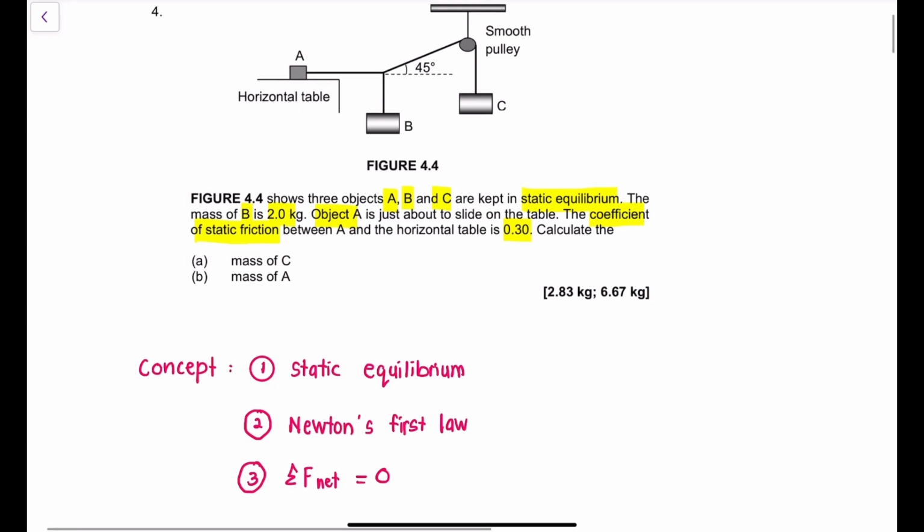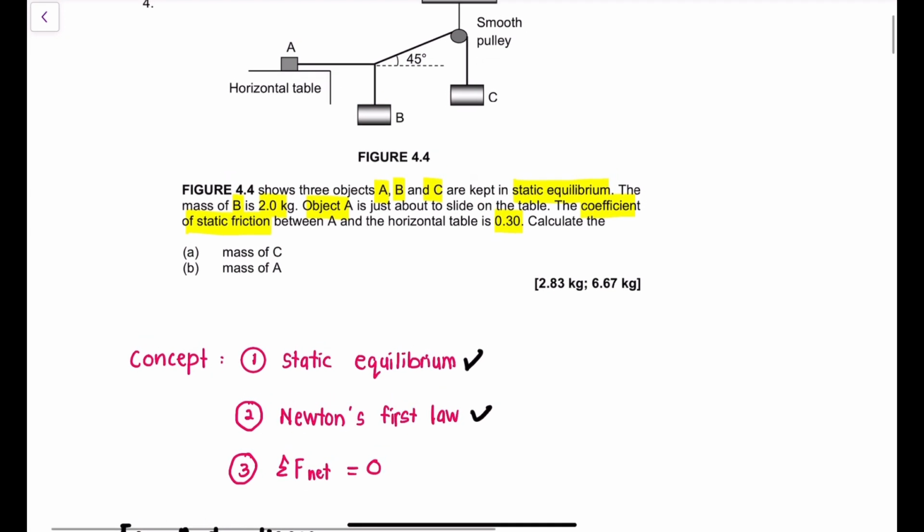First, we need to start with the concept of static equilibrium. We know that for the static equilibrium, for the Newton's first law, therefore, the net force acting on the object must be equal to 0, meaning the total force at x-axis equal to 0 and also the total force at y-axis is 0.